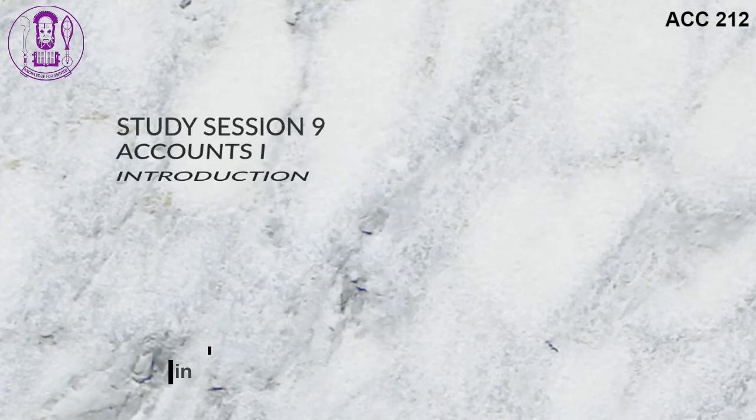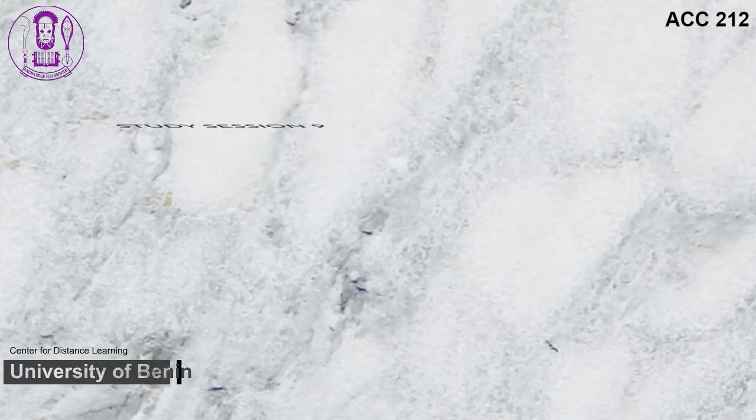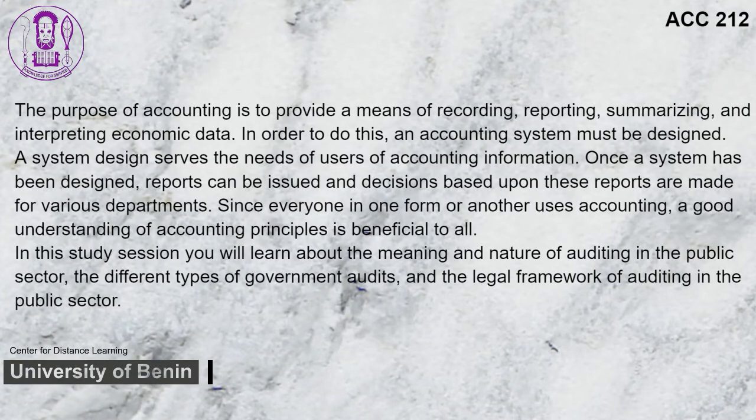Study Session 9 Accounting 1. Introduction. The purpose of accounting is to provide a means of recording, reporting, summarizing, and interpreting economic data. In order to do this, an accounting system must be designed. A system design serves the needs of users of accounting information. Once a system has been designed, reports can be issued and decisions based upon these reports are made for various departments. Since everyone in one form or another uses accounting, a good understanding of accounting principles is beneficial to all.